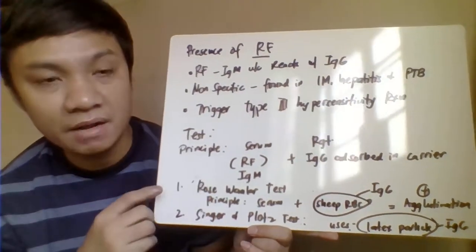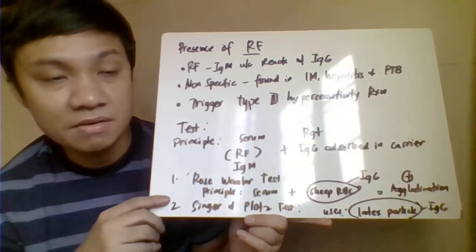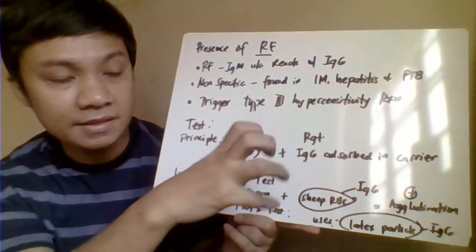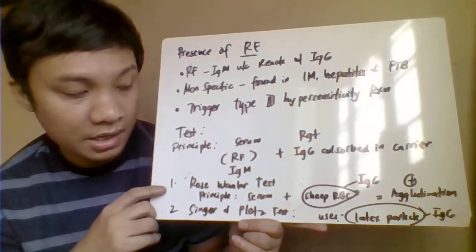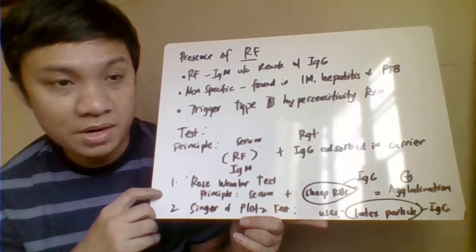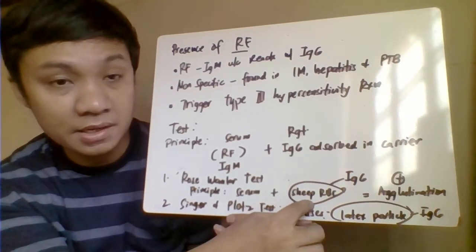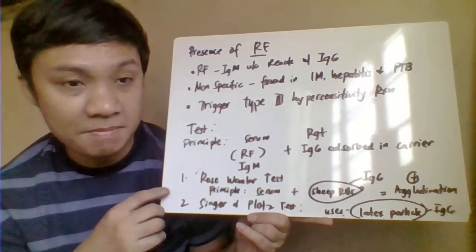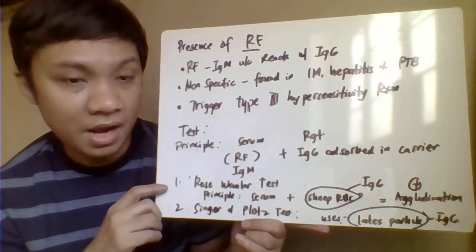We have here the test for RF. So we have the RF in the serum, which is your IgM, so we just need an agent in the form of IgG attached to a carrier particle. Example of that is the Rose-Waller test, wherein the reagent is sheep red blood cells as the carrier particle, which absorb the IgG antibody as your reagent. And the positive result is an agglutination reaction.